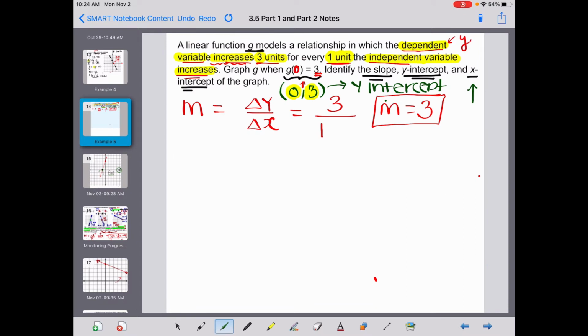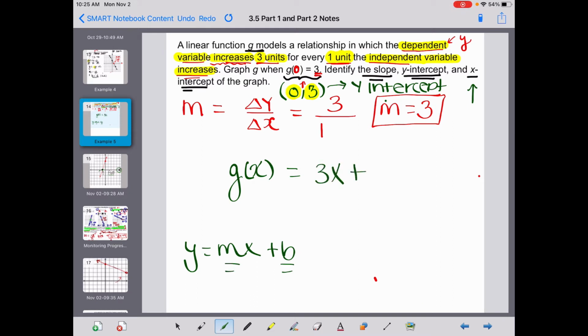If you wanted to write the equation for this function, we can use function notation, g of x is equal to, and now it's just using that regular equation of a line, slope-intercept form, to write it out. We have our slope as 3x plus our y-intercept, which is also 3. And that's our function.